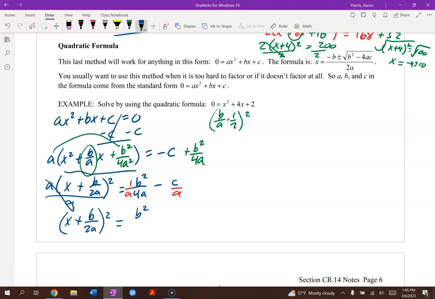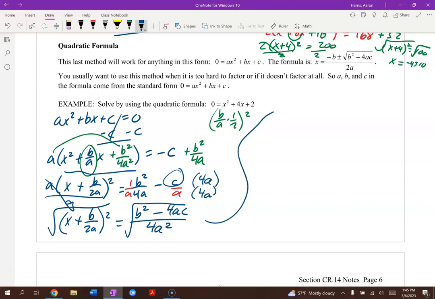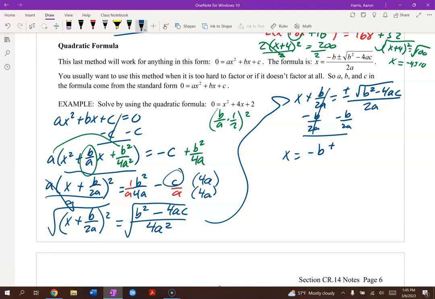B squared over 4a squared. And I'm going to give this c a 4a squared so they have a common denominator. And now I've got this perfect square, so I'm going to go ahead and square root both sides. And I've got x plus b over 2a equals plus or minus the square root of the top, and the square root of the bottom, the square root of 4a squared, is 2a. And now I'm going to subtract this b over 2a from both sides. And I've got negative b plus or minus the square root of b squared minus 4ac all over 2a. And that's the quadratic formula.